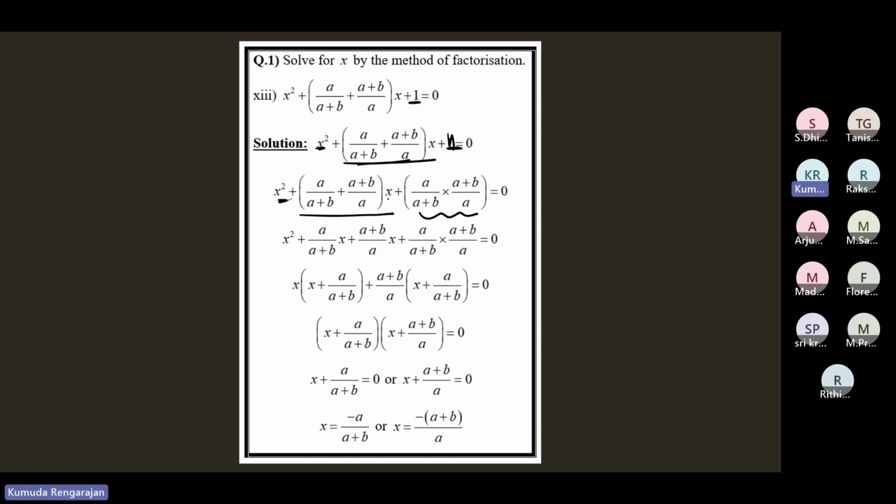Now open the brackets. This one multiplied by x, you can see it here. And this multiplied by x, you can see it here. And then this last term, you can see it here.